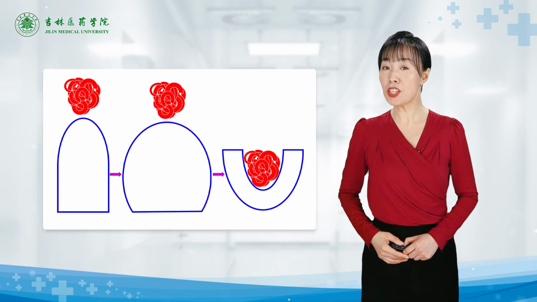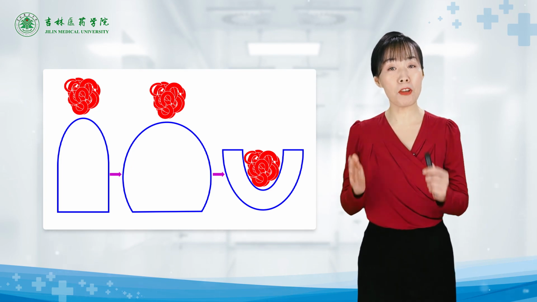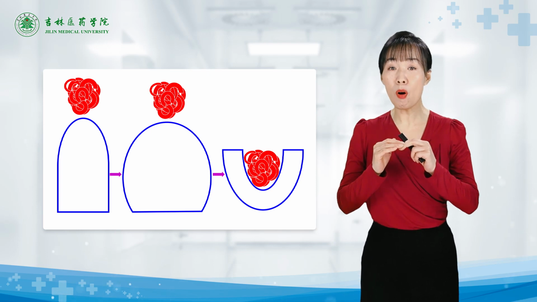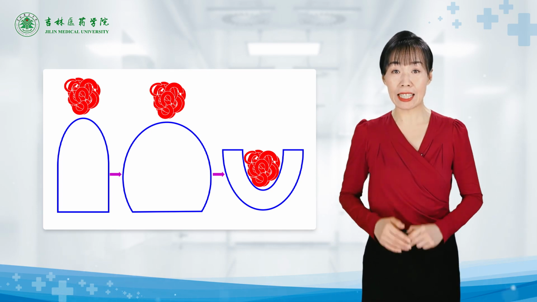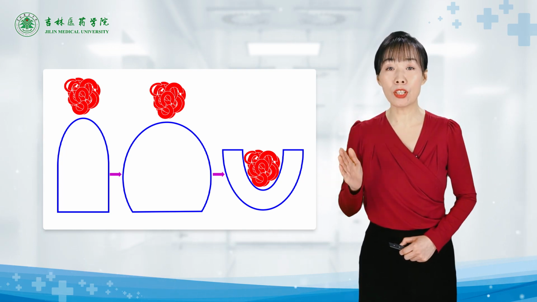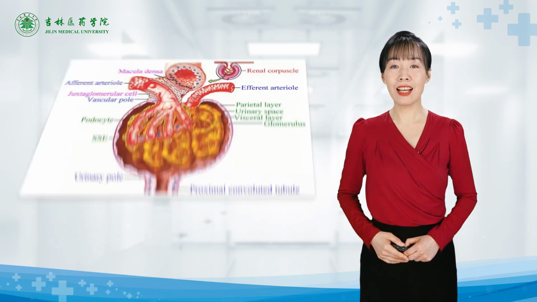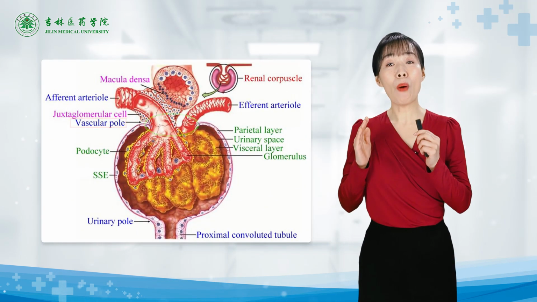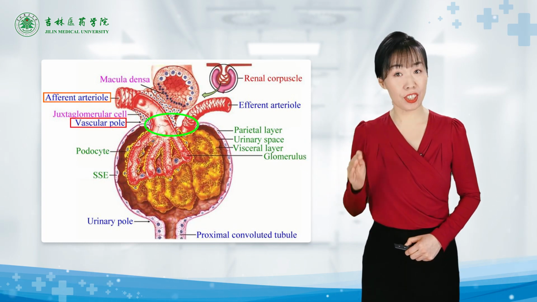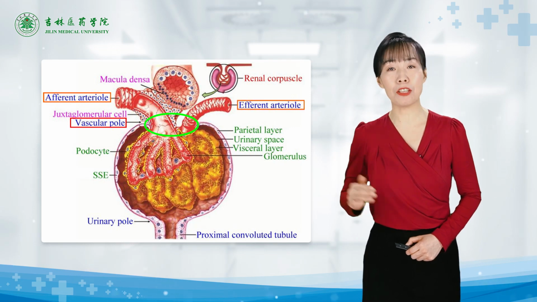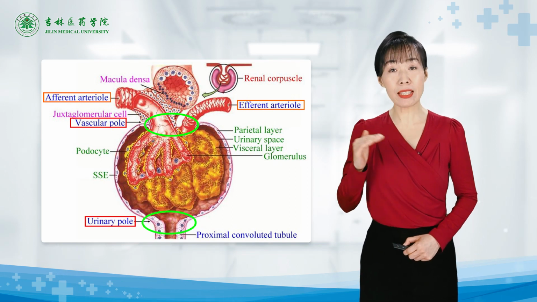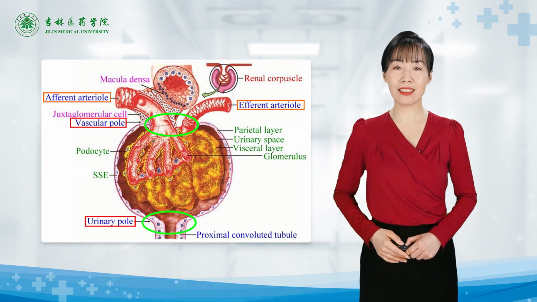Let's look at the formation of Bowman's capsule during fetal development. The closed end of the proximal convoluted tubule dilated and then invaginated, surrounding the capillaries to form a renal corpuscle. Each renal corpuscle has a vascular pore where the afferent arteriole enters and the efferent arteriole leaves, and a urinary pore where the proximal convoluted tubule begins.